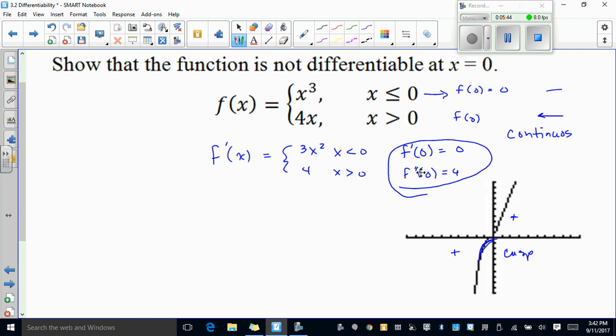So I can do the limit as x approaches 0 on F prime, and show the fact that I don't have the same slope at 0. Anyways, my slope changes at that point. So, but this one here is a cusp. What they're looking for is what's causing it to go bad, and it's the fact that I have a cusp here.